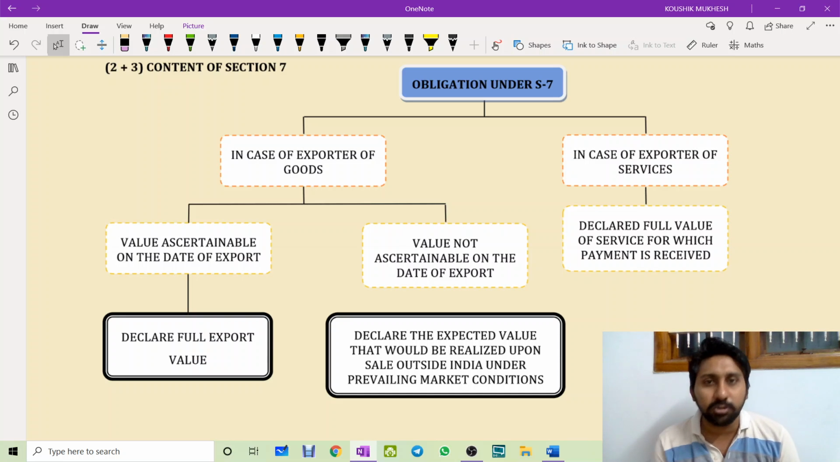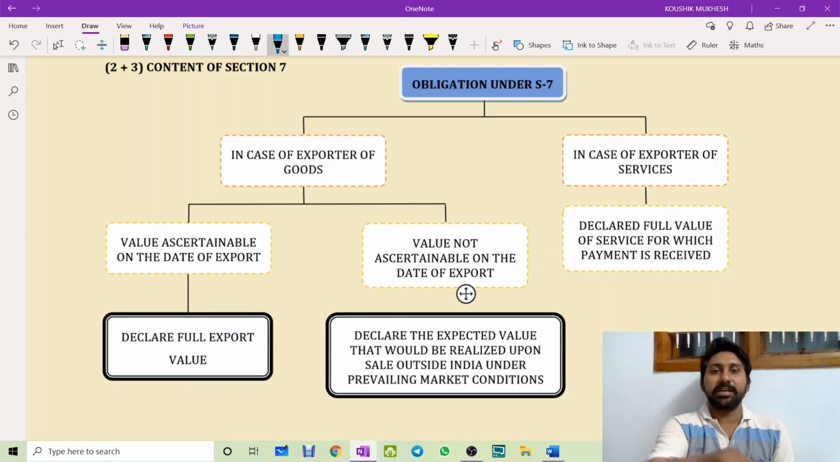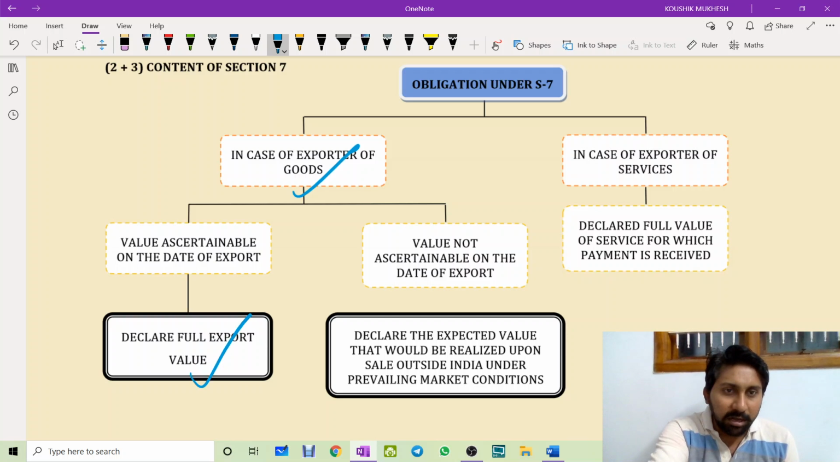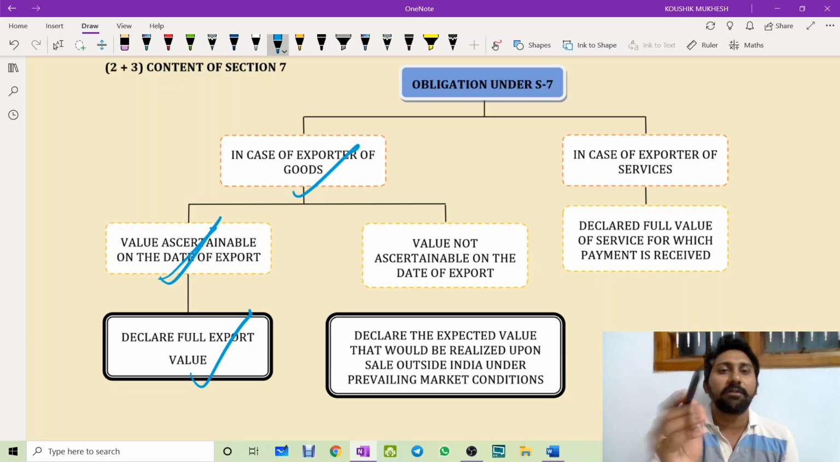What obligations does he have? Just now I said declaration. What I have to disclose or declare, that we are going to see now. Obligations under section number 7. In case of an exporter of goods, declare the full export value if the value is ascertainable on the date of export.